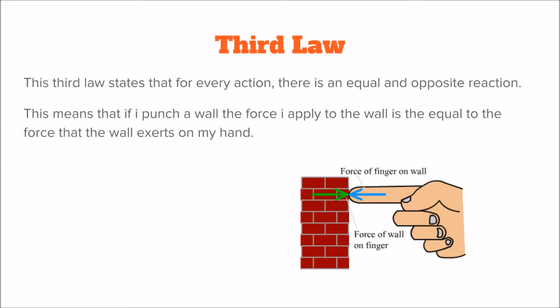And Newton's third law. This third law states that for every action, there's an equal and opposite reaction. That means that if I punch a wall, the force I apply to the wall is going to be the same. The wall is going to exert the same force back at my hand. Just like in this diagram here, the amount of force that he pushes on this wall is the same amount of force that the wall pushes back on his finger.